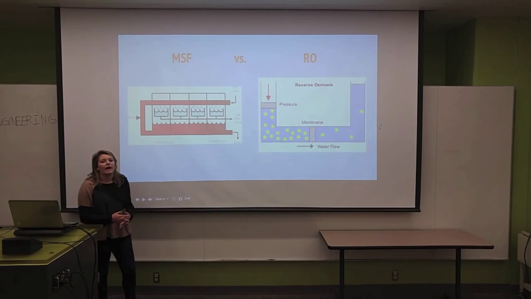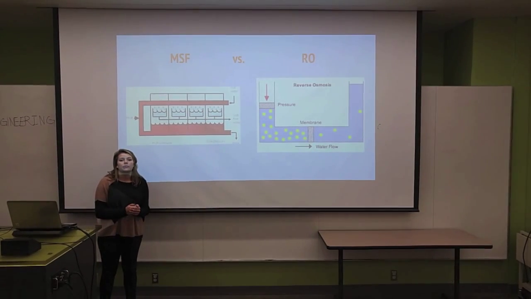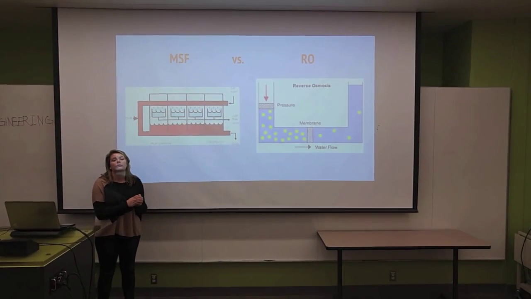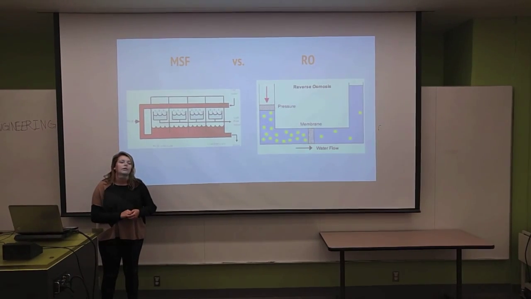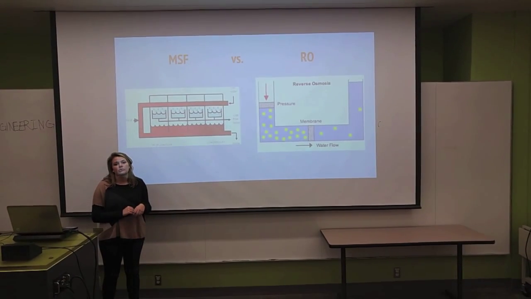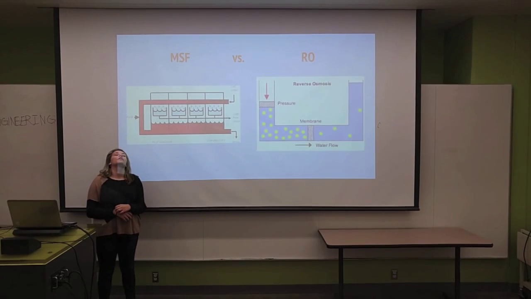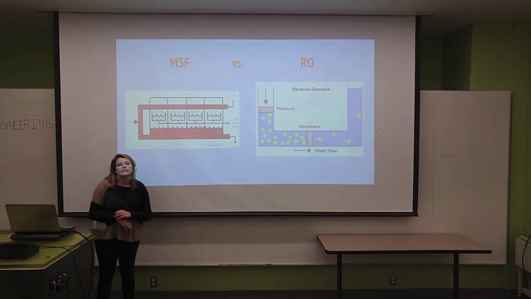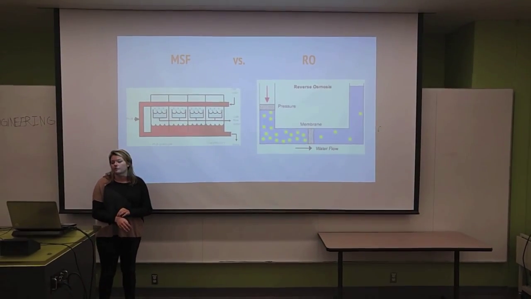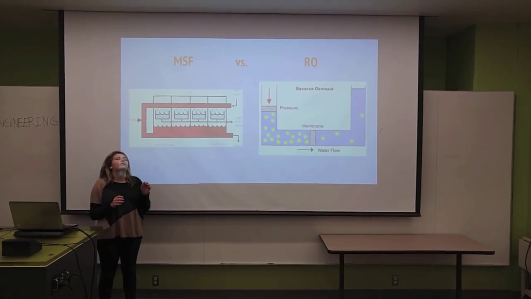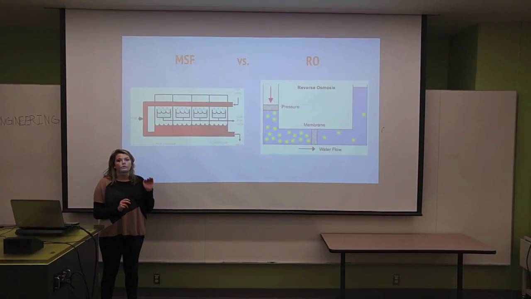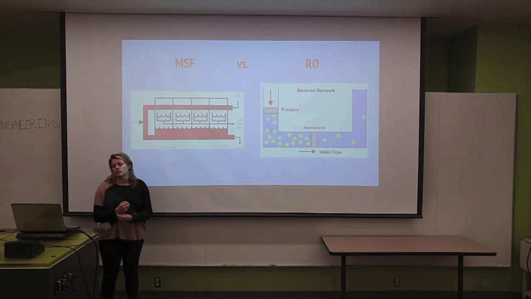The most popular in the past has been MSF, which is a process that separates seawater into steam and salt through flash chambers, but through improvements to technology, RO has actually become the more preferred method. And it's a method that applies pressure to seawater through a membrane that's permeable only to water molecules.